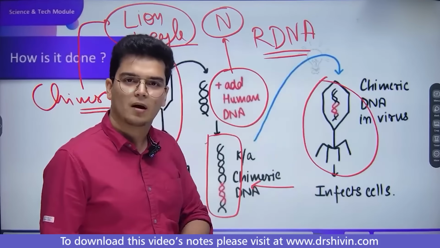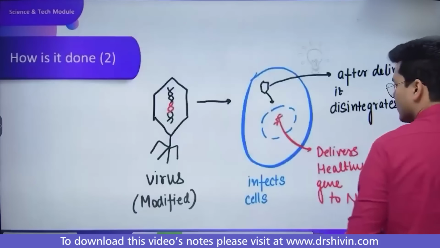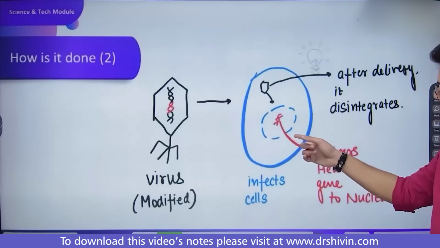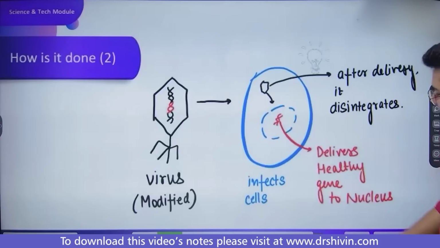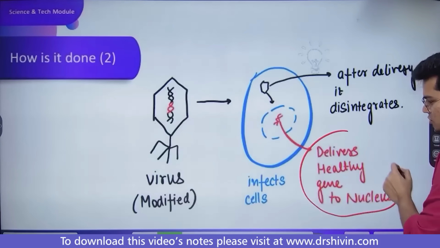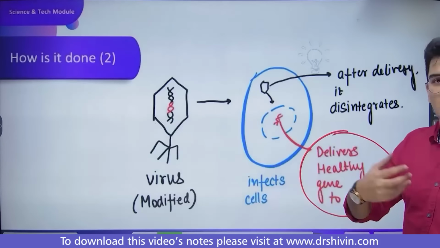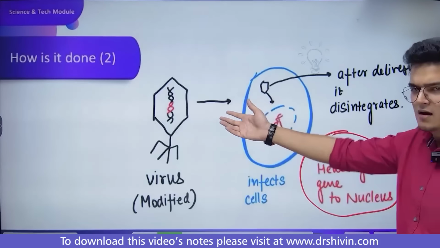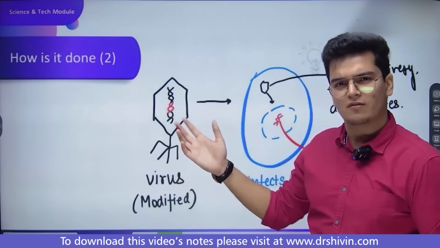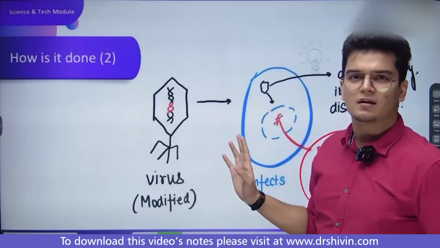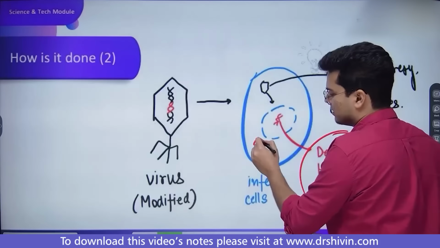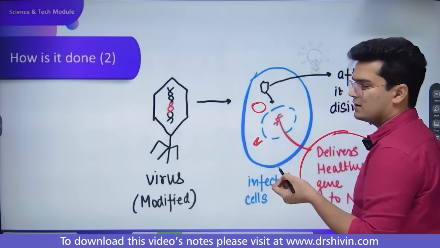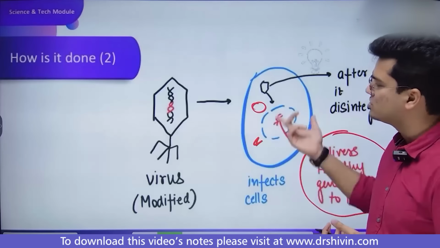Now you must have understood the rest of the story. The virus will go and infect the cell. When the virus goes inside, it will deliver the healthy gene to the nucleus, and the cell will then start producing the protein that was absent. Right? It is the same thing. This is the same thing we were doing for the vaccine also. There we were producing an antigen, here we produce a healthy protein that we do not already have because the gene is missing.